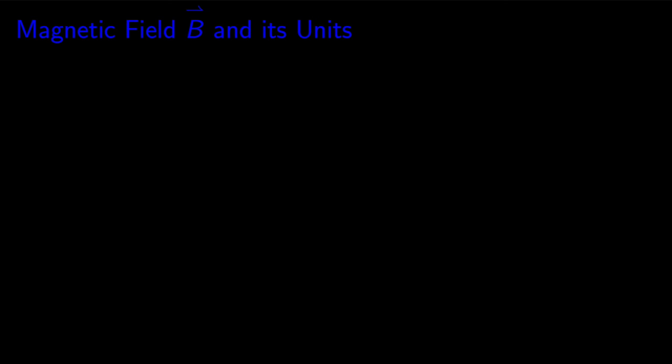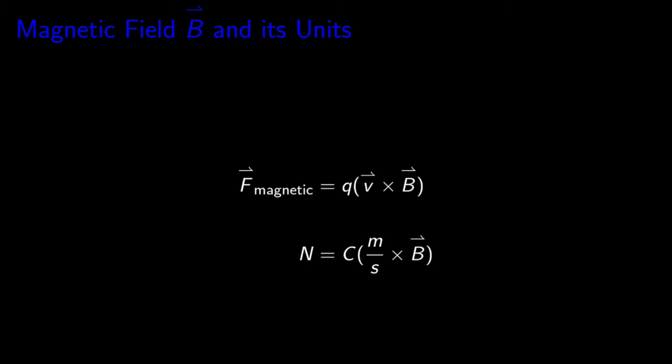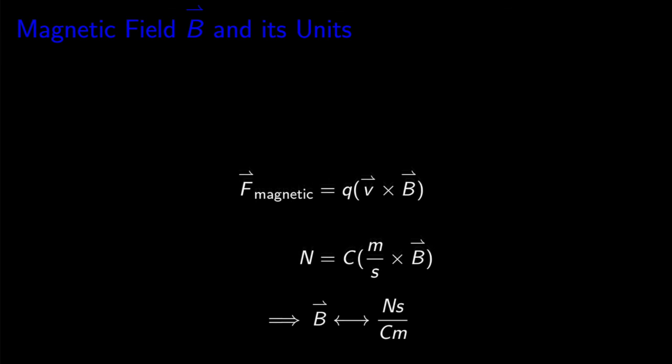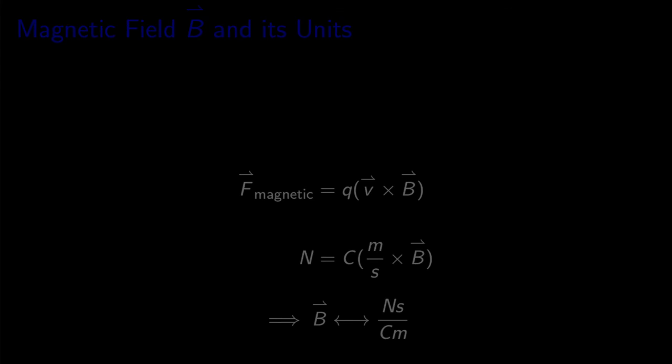So, what are the units on magnetic field? By analyzing Lorentz's law and filling in the units where we can, we conclude that the units of magnetic field B are newton seconds per coulomb meter.